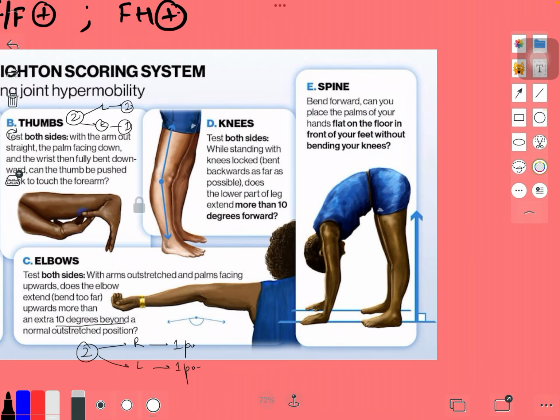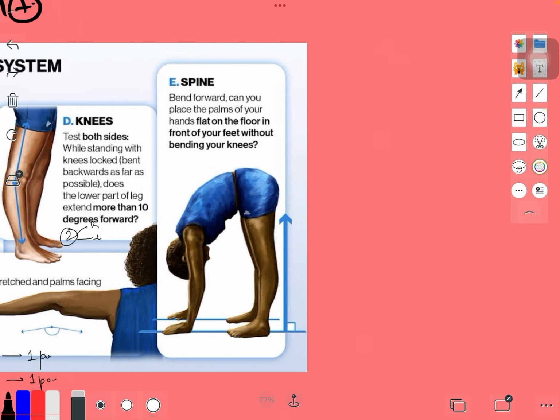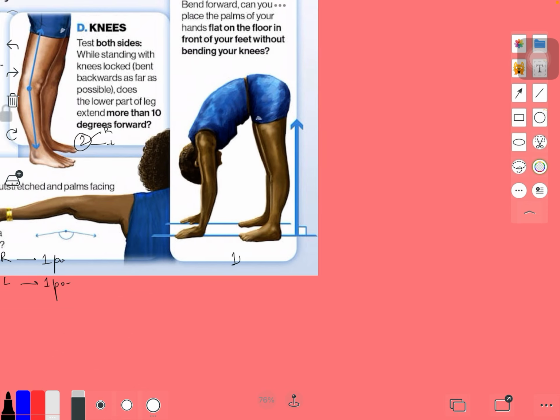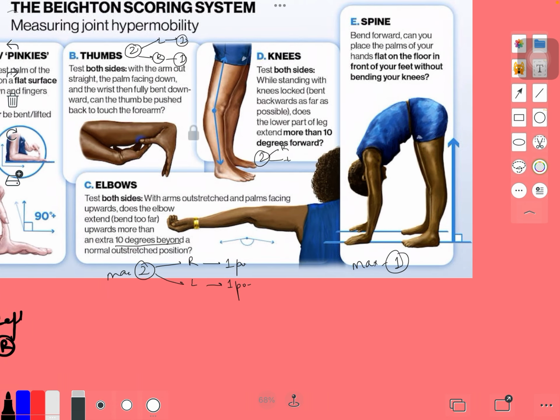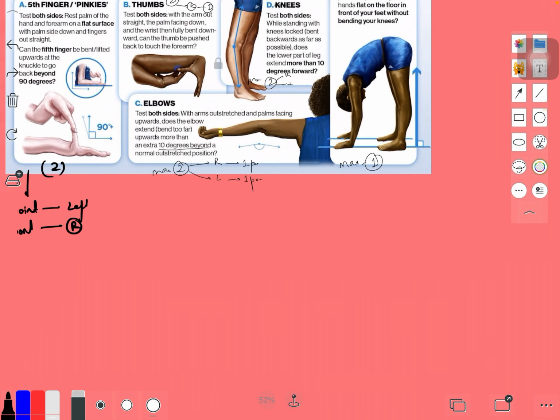For the knee, again, if you can hyperextend more than 10 degrees, you get the same thing, 2 points, one for each side. And lastly, for the spine, if you can touch your palms flat on the floor in front of your feet without bending your knees, you get 1 point. So 1 maximum point. Overall, the maximum score is 9.